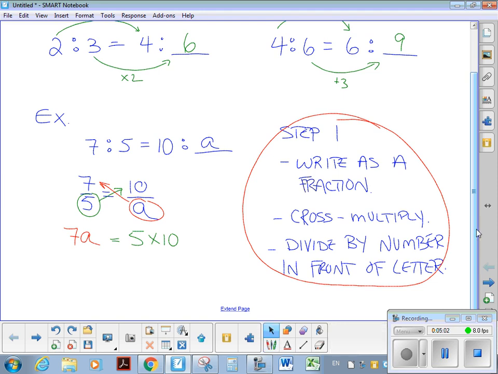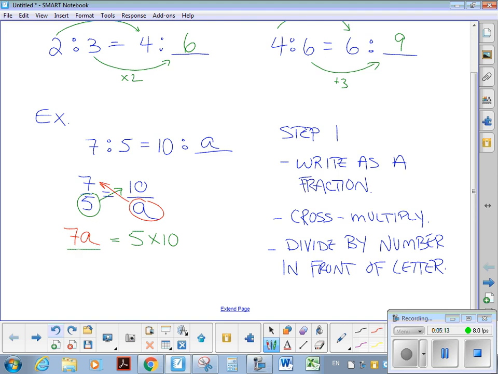Okay? Never a time where this does not work. So it is your bulletproof method. So back to what the step was. Step 3 was divide the number in front of the letter. So there's a 7, I'm going to divide by 7. We do the same to the other side. What happens then is that 7 divided by 7 is 1. So you're left with A equals, and now you have 50. 5 times 10 is 50. Divided by 7 is 7.1. Okay? So there are your 3 steps. 1, 2, and 3. All right?